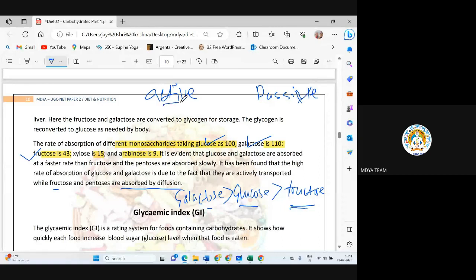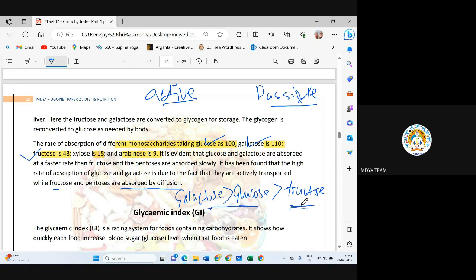What is active transportation? What is passive transportation? Active transportation means you are using energy to transport something. Like if you want to raise water up to the third floor or fourth floor, you use a motor, you use energy. That is called active transportation. Similarly, galactose and glucose are transported to the blood by using energy. That's why the absorption of these two is very fast.